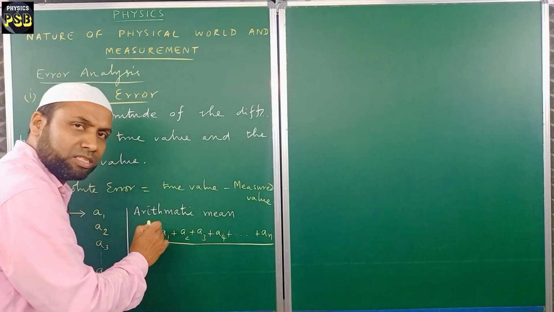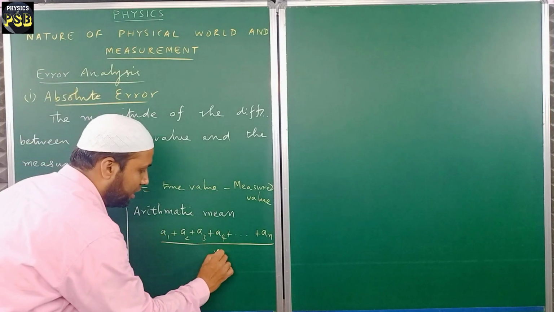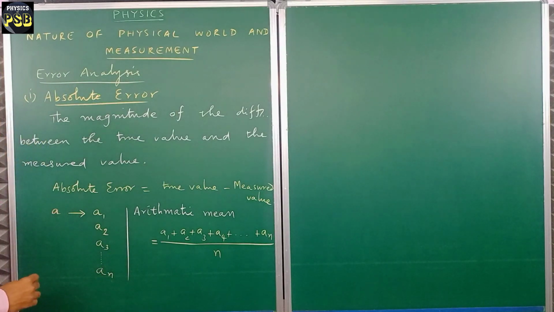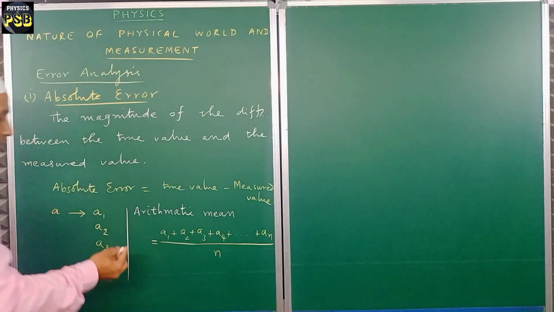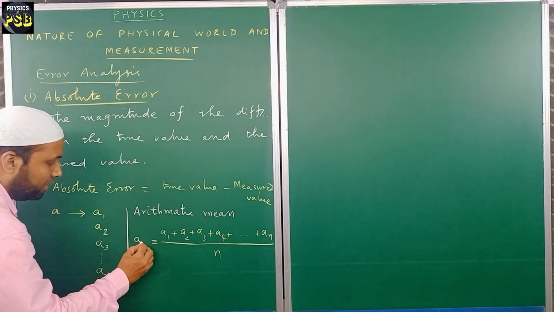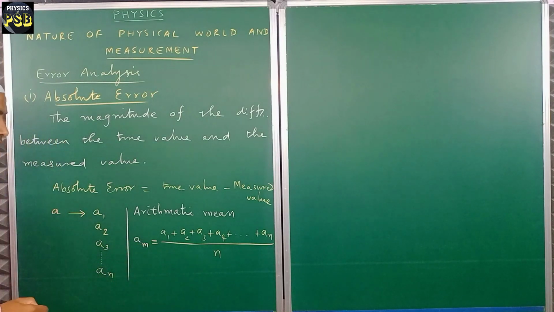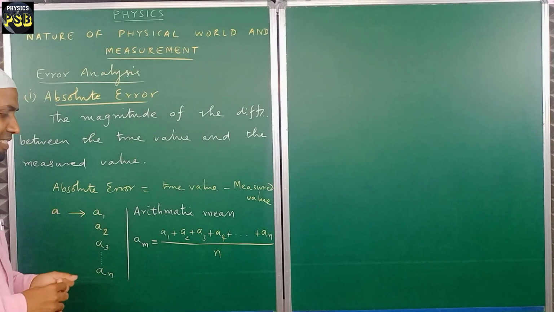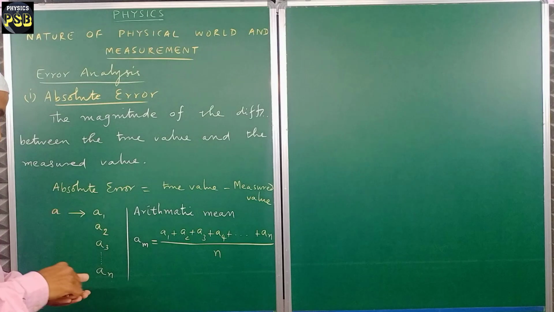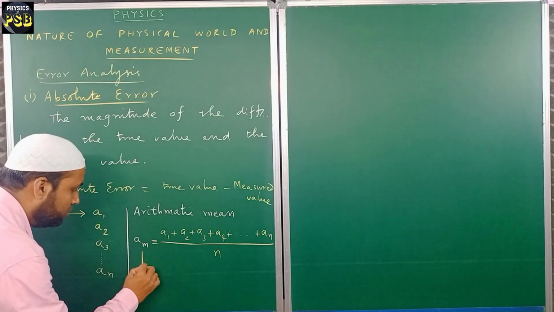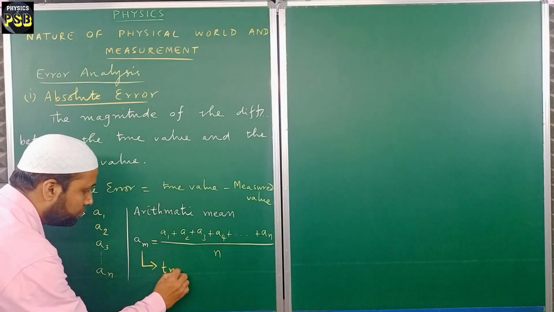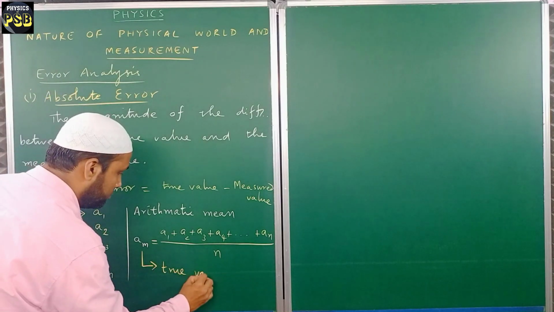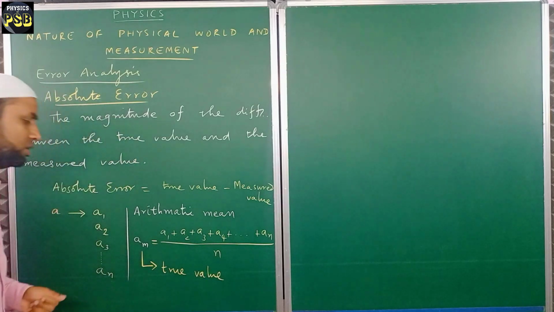Now whatever sum we obtain is divided by n. By doing so we obtain the mean, arithmetic mean, and it is represented by the letters AM. Here M stands for mean. So here AM actually provides us the true value. What does it give? It gives us the true value of the quantity A. I hope you have understood.